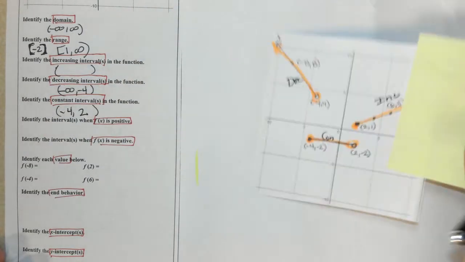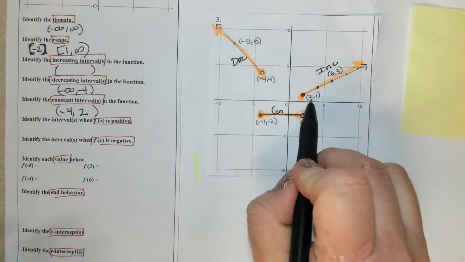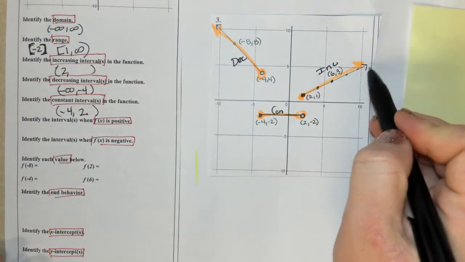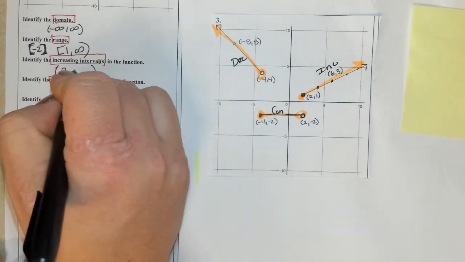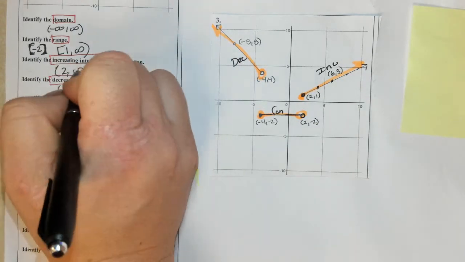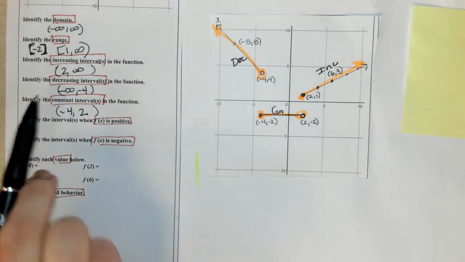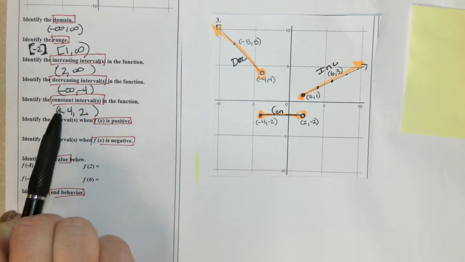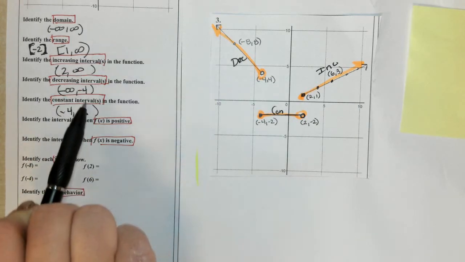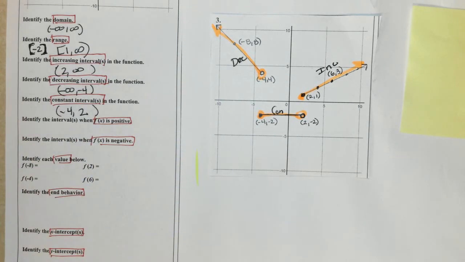Okay, increasing, what x value does he start on? And then it continues to go to the right. There's no end. Some students are like, well, how do I know if it's going to be parentheses or brackets? Increase, decrease, and constant intervals are always parentheses.